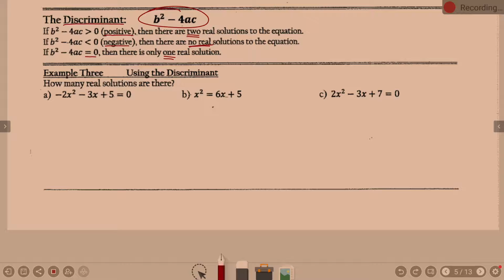Okay? So we're going to use the discriminant here. Example A. How many real solutions are there? Is it asking me what the solutions are? No. So do I need to go through the whole quadratic formula? No. Your shortcut is using b squared minus 4ac because it's asking how many real solutions.